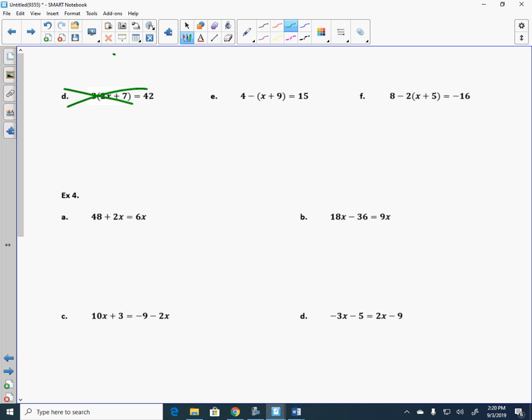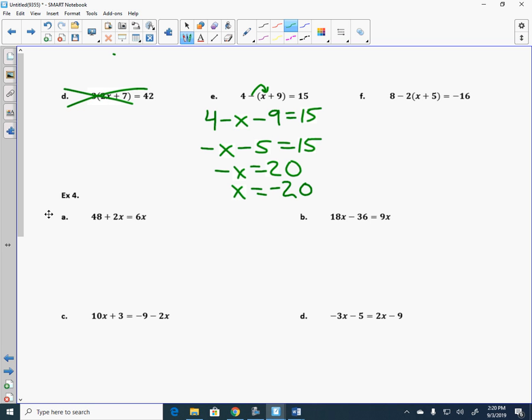Negative 1, exactly. So you have 4 minus x. We have to distribute that negative sign through. You can pretend like there's a -1 in front, and then it's a -9 is equal to 15. Combine like terms. -x minus 5 is 15. And -x is equal to 20. X is -20. So again, the big mistake is people forget to distribute the negative.